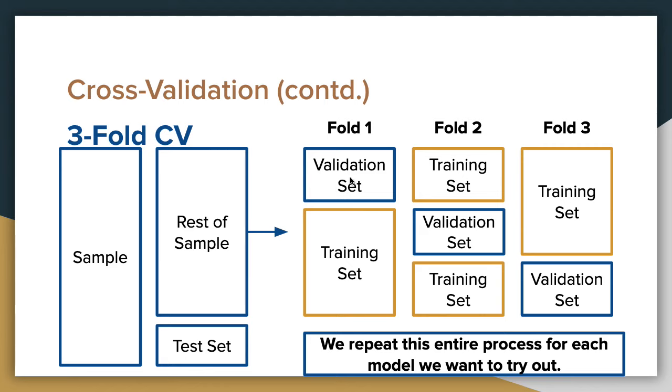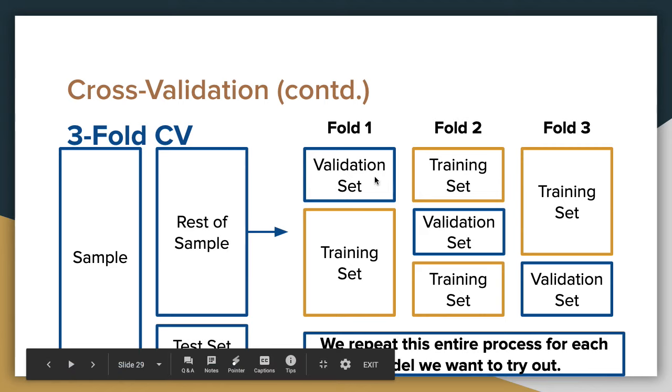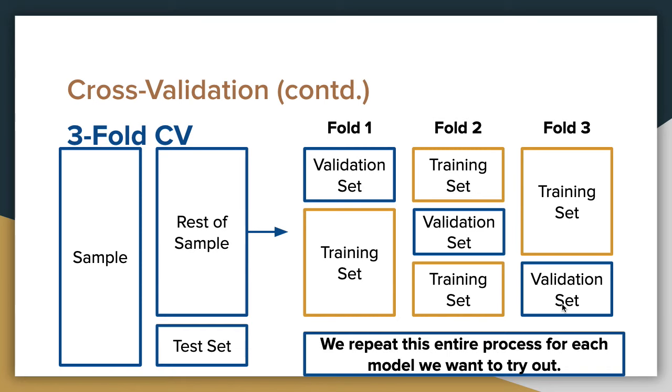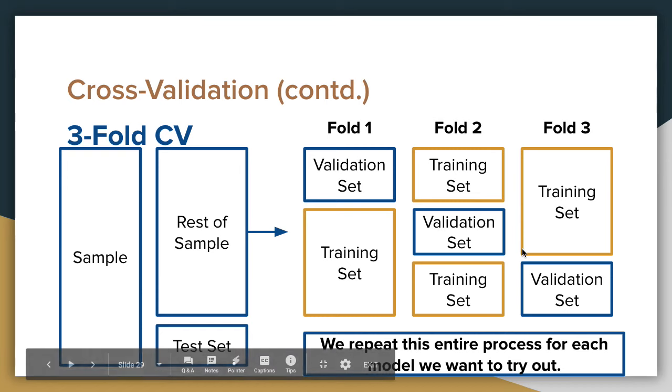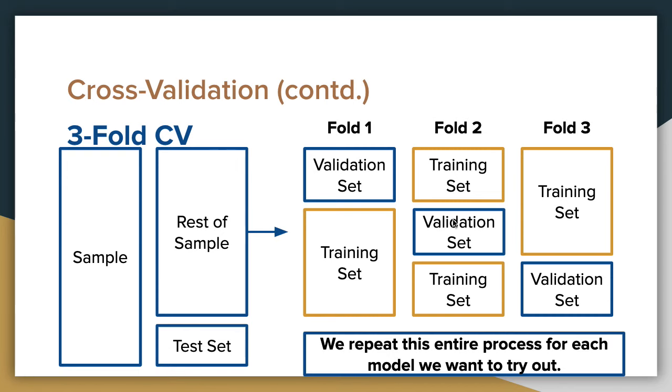And so we can see that we have different validation errors, right? We're calculating 3 different validation errors, but we want to evaluate the model as a whole. So the simplest method here is to just average out all these validation errors, and that averaged validation error represents your final validation error for that model.